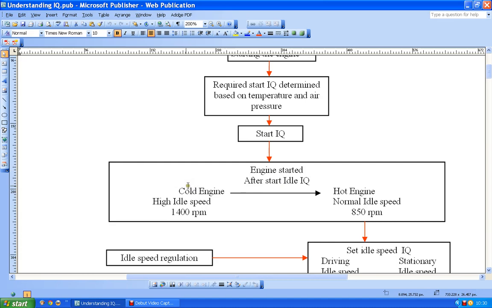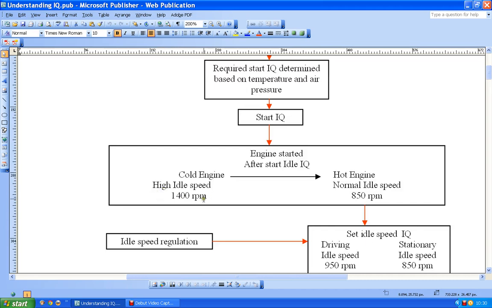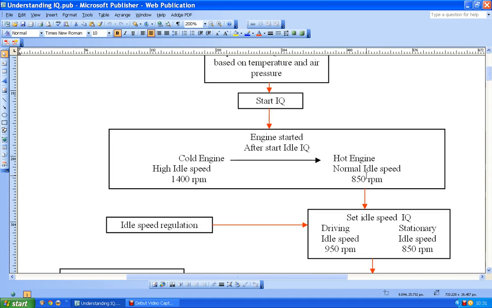Now if the engine is cold, it will automatically default to some kind of high idle speed, and it will be looking at the idle control map, and that map might be set at something like 1400 or 1200 revs per minute. You'd have to search each file to see what values these are set at, and then over a period of time, or over a period of temperature change, which is more likely, as the engine warms up, the speed will drop. So in other words, the idle speed will drop until it arrives at whatever the normal value is in the file for that engine. So it might be 850 revs per minute.